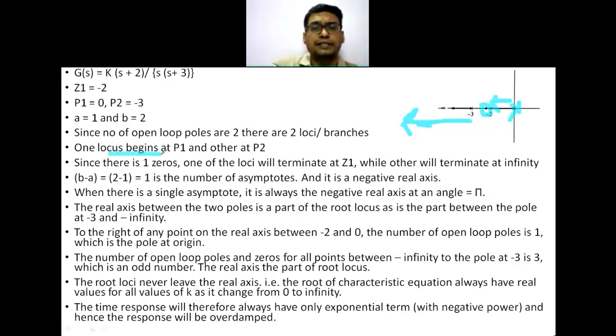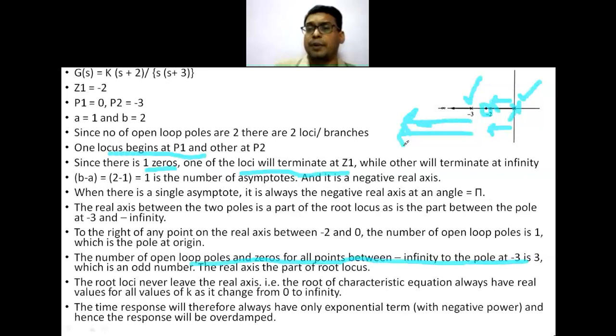One locus begins at P1, the other begins at P2. Since one zero is there, a locus will terminate at Z1; that is, from here to here it will terminate. Then the number of open loop poles and zeros for all the points between infinity and the pole at minus 3, that is from this to this, is an odd number. So the real axis is a part of the root locus.